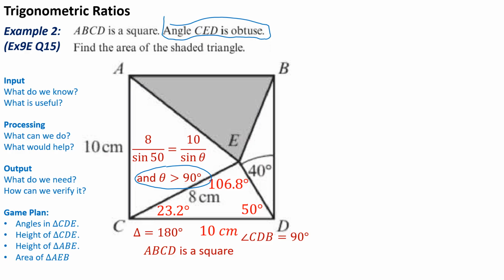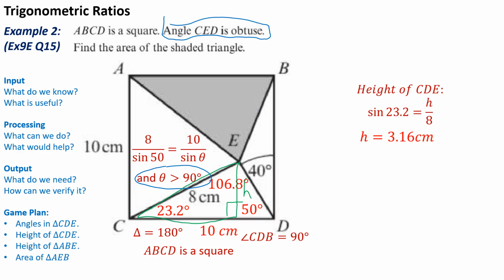I've got the side length 8 centimeters, and that's adjacent to the angle of 23.2 degrees. In fact, it's the hypotenuse of a right-angled triangle where the opposite side is the height that I want. So I'm going to use sine 23.2 equals the opposite, which is h, height, if you like, divided by the hypotenuse of that little right-angled triangle, 8 centimeters. So the triangle I'm visualizing here is this little one here. And h will be that height. So now I have the height, 3 point something centimeters.